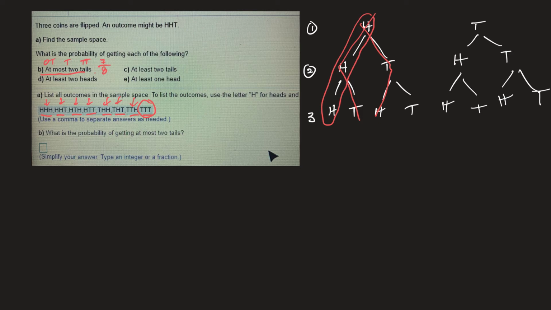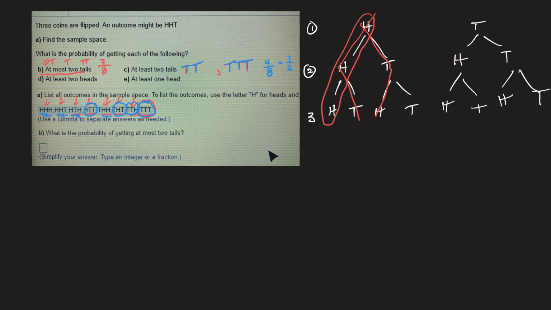Now, C is at least two tails. So at least two tails, the things that would work would be two tails plus some kind of a head, or three tails. So if I take a look at that, maybe I should have done this in blue. So I'm looking for at least two tails. So this one doesn't have two. Neither does that, neither does that. Oh, this one does. There's two tails. No. Yes, yes, and yes. So 1, 2, 3, 4. So there's 4 of them that have at least two tails. So there's 4 out of a possible 8 that have two tails. And I could simplify that fraction, of course.